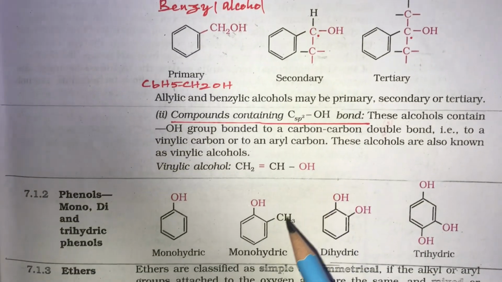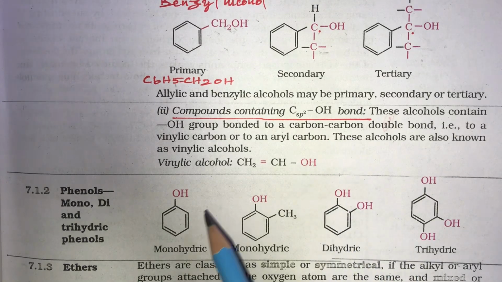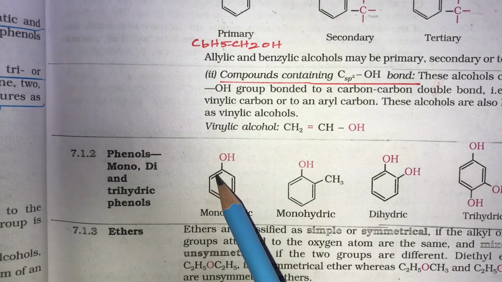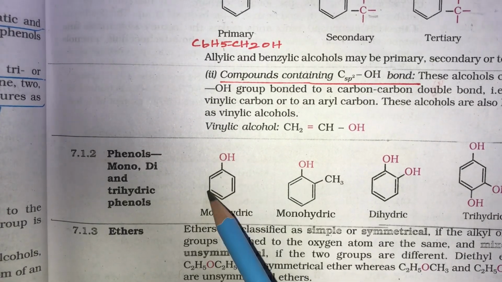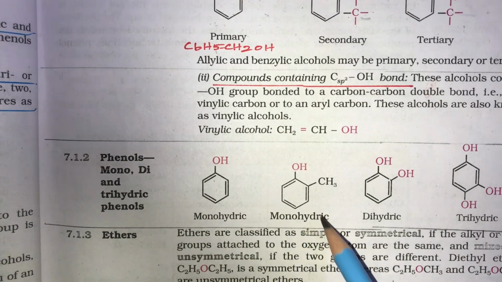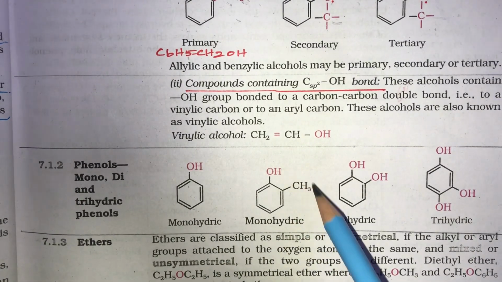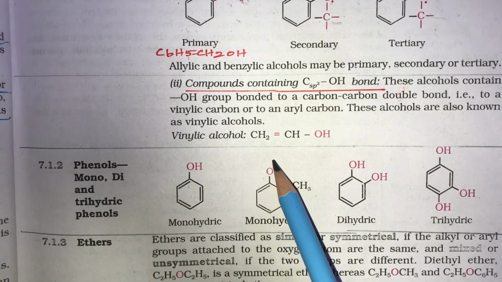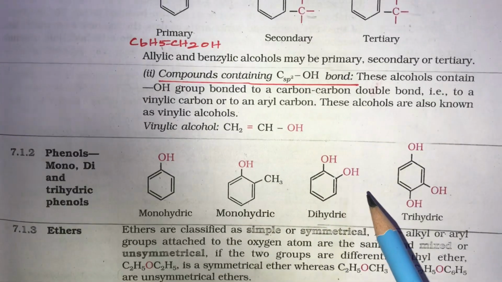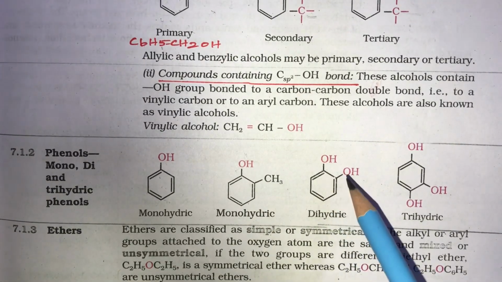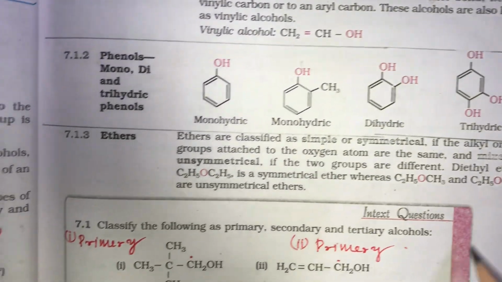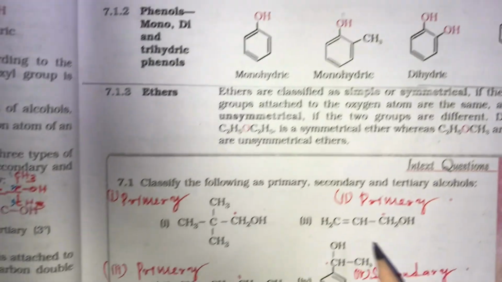Next one is phenols. In phenols, the OH is directly attached to the benzene ring, the aromatic sp2 hybridized carbon. Here is a monohydric phenol, and here a monohydric phenol where a side chain is substituted. A methyl group attached to the benzene is called toluene. Monohydric means only one hydroxyl group is present, dihydric means two hydroxyl groups are present, and trihydric means three hydroxyl groups are present. And here ethers, we have already seen the ethers.